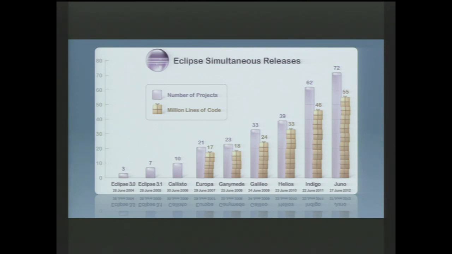Right now we're looking at, for the Juno release that came out in June, 55 million lines of code. So in the order of magnitude of the Windows OS in terms of the size of the code base. And we've got altogether a fairly large number of projects. In those projects, you can think of them as teams. So 72 teams.